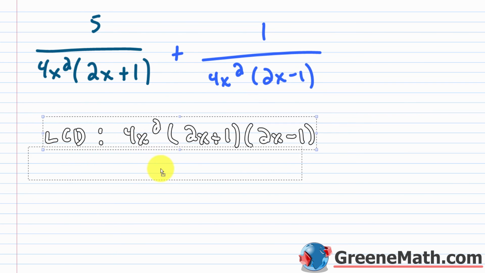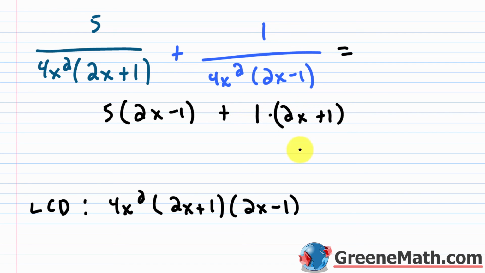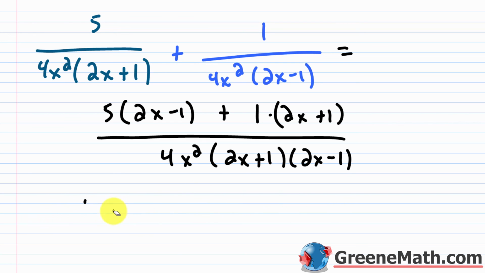Now you could actually shortcut this thing, but you just need to remember what you're multiplying by. The 5 is only going to multiply by this 2x minus 1 because that's what the denominator is missing. So you can do 5 times this quantity 2x minus 1, then plus this guy right here is missing what from the denominator? It's missing the 2x plus 1. So basically 1 times the 2x plus 1 like this. And again, you don't need the 1 there, but just for completeness. And the LCD here is going to be the 4x squared times the quantity 2x plus 1 times the quantity 2x minus 1. So you can get rid of this now. Okay, so this is pretty easy now that we did it this way.